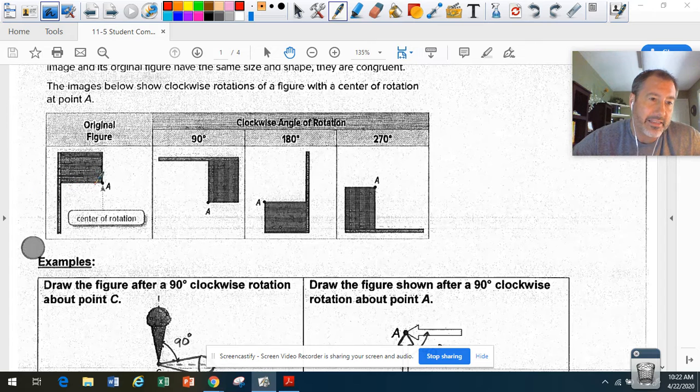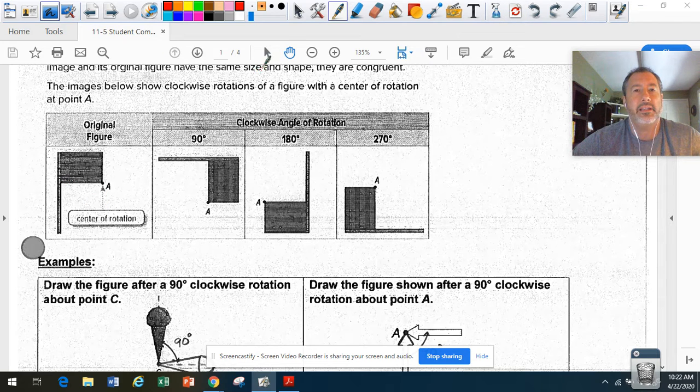So if I take this side here and I rotate it counterclockwise 90 degrees, that's going to bring this side over here straight down there. And as you can see, there it is, there's this point right here. All I did is I rotated it 90 degrees counterclockwise. You can do that also.